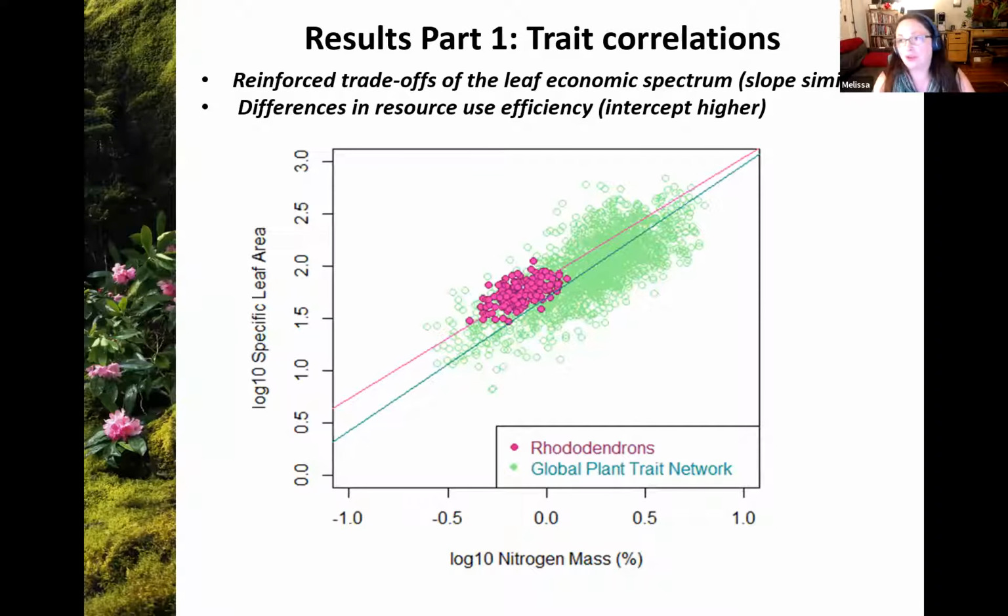So, results, the first part here. This was looking at the rhododendron traits that I collected as compared to public data sets through the Global Plant Trait Network. So this was about 2,000 different plant species from around the globe. One of the things you can immediately notice is rhododendrons tend to be more clustered at the lower end of the spectrum in terms of the relationship between nitrogen and SLA. Basically, that reaffirms, yes, they're on the slow end of things. What I found especially interesting, however, is that the intercept was much higher. And what that indicates is essentially rhododendrons have better resource use efficiency. They can do more with less, essentially.